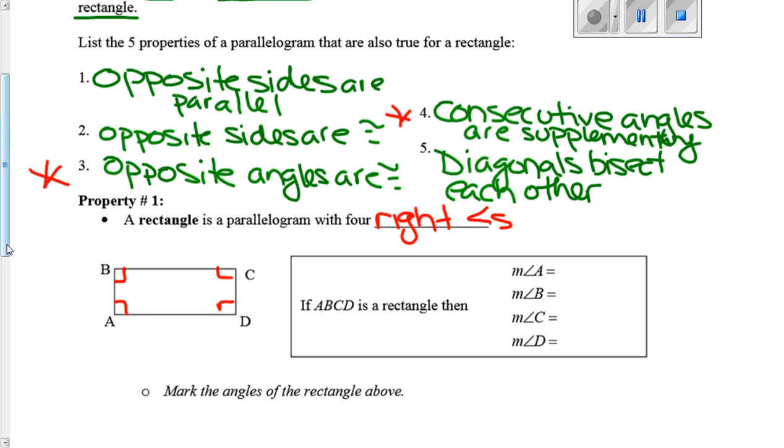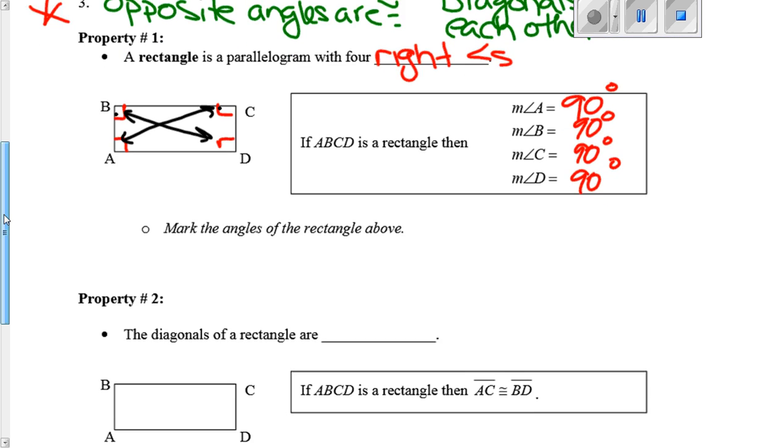Okay, it said opposite angles are congruent. Well, that's true. A and C are opposite each other, and they are congruent. They're the same measure. B and D are opposite, and they are the same measure. Likewise, the consecutive angles are supplementary. 90 plus 90 is 180. All right, so we haven't changed those properties. We've just made them more specific. Okay, so I can say that all the angles are 90 degrees. Okay, so that is an additional property number 1. All angles are right angles.